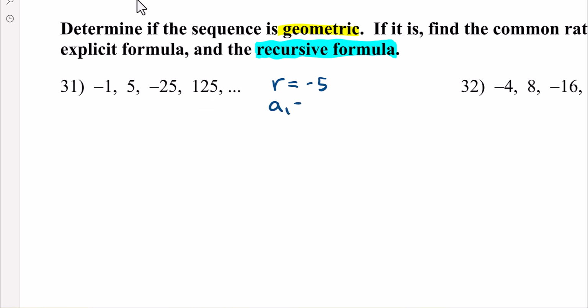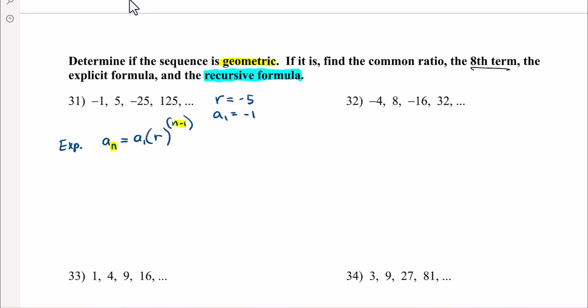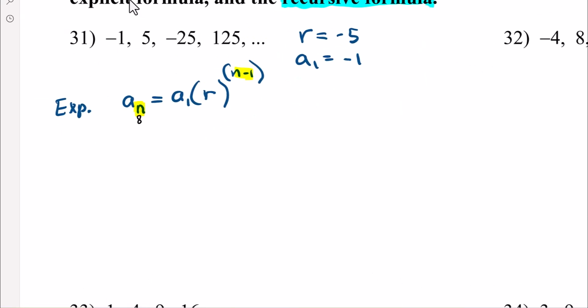So our first term in this sequence is -1. And remember the explicit formula: a sub n is equal to a sub 1 times, this is for geometric, r times the number of terms. So it's the number of terms you're specifying, subtract 1. So if we had to find the 8th term, 8 would go there, 7 would go there. So let's do a sub 8 is equal to a sub 1, the first term, which is -1. The common ratio is -5. And then the exponent will be 8 subtract 1, which is 7.